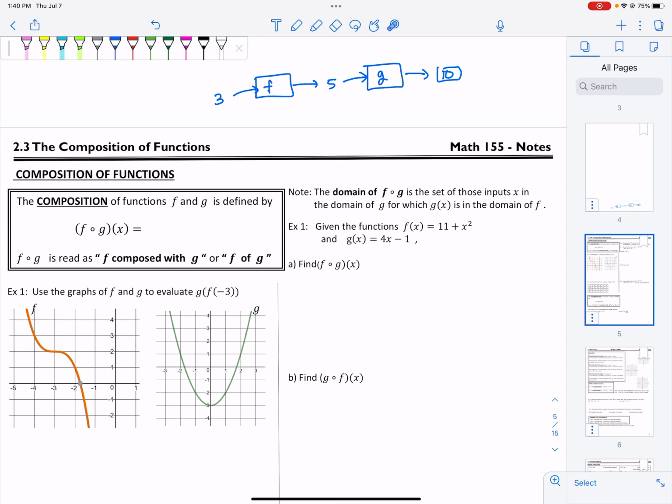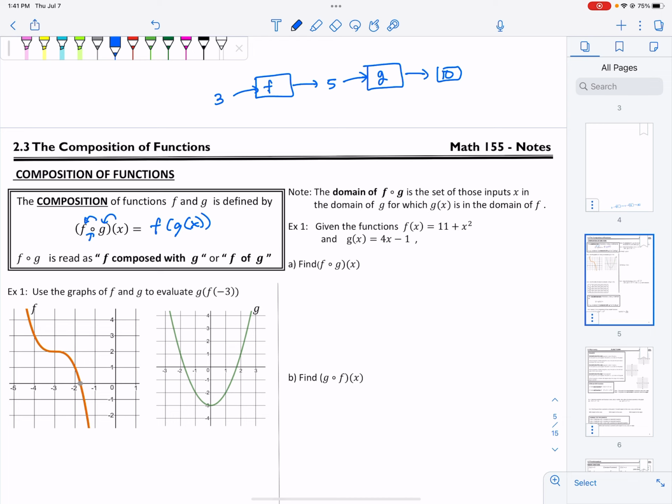Now there are notations to denote composition of functions. Let's go over that. The composition of function f and g is defined by f of g of x. So that means x is going to be input into g first, and then after that, whatever you get out for the output, you will put that into f. Another way of writing f of g of x here is f of g of x this way.